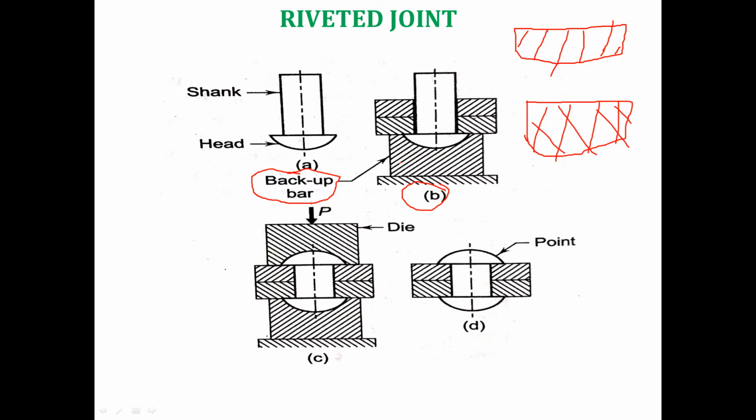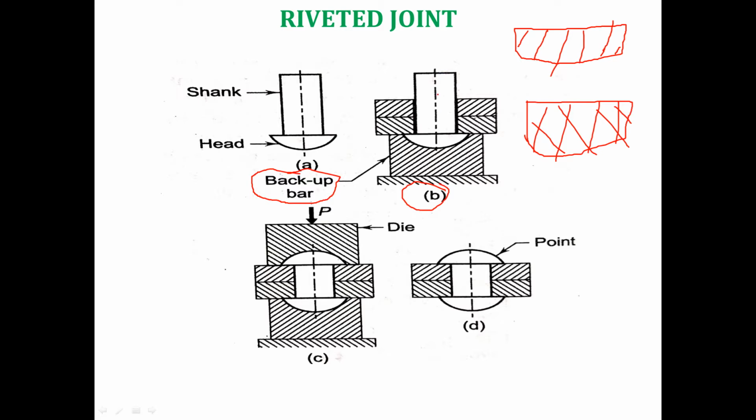On that die, I put the head of the rivet. Through this die, your rivet will pass through these two parts. I repeat, in order to join these two metallic parts by rivet joint, I take a die. That die is known as a backup bar, and through this backup bar my rivet will pass. From figure B it is very clear that your rivet is passing through this backup bar.